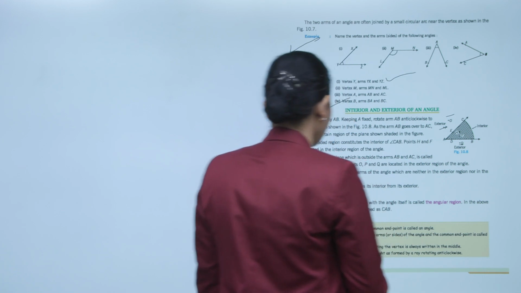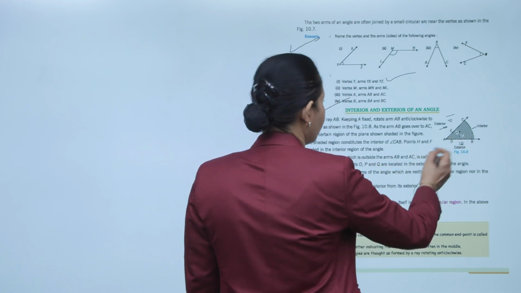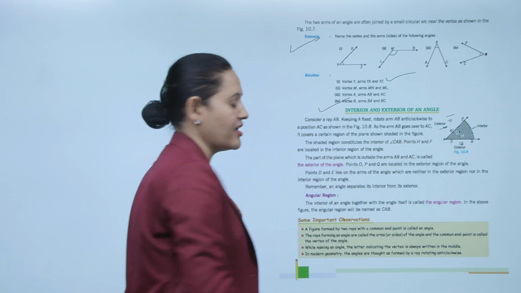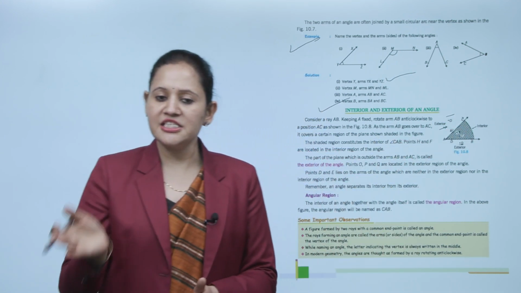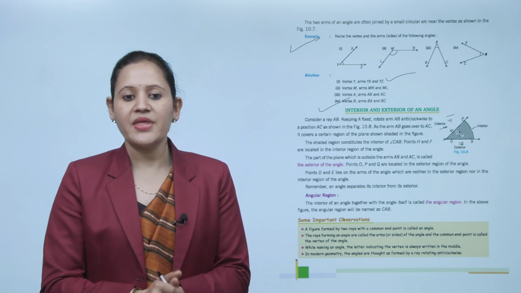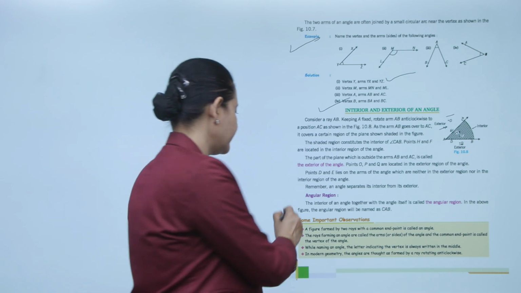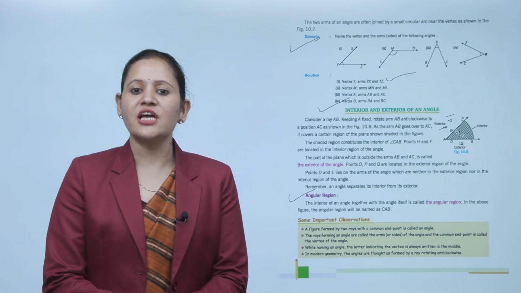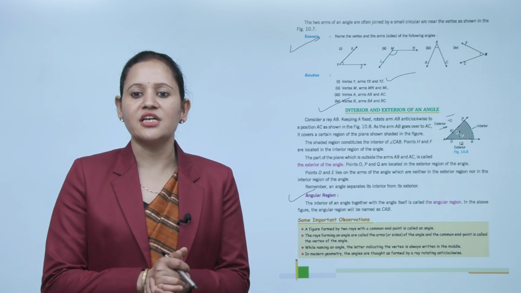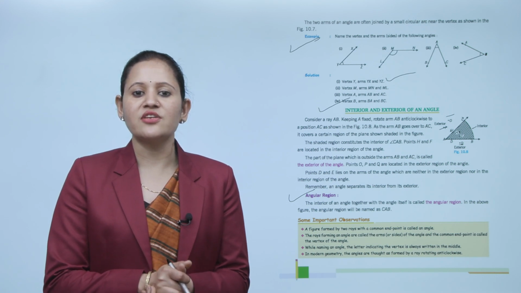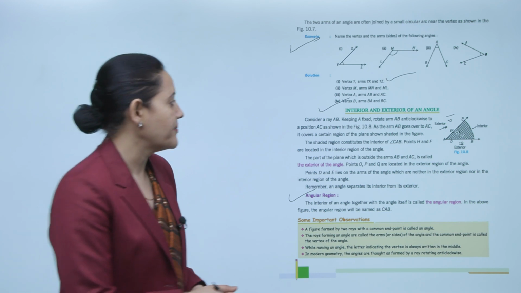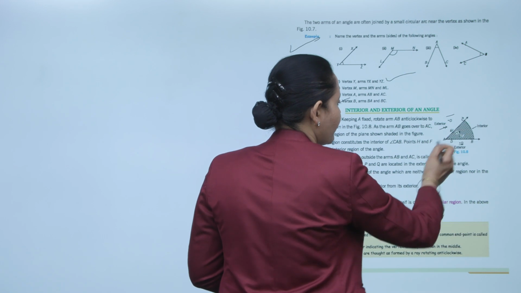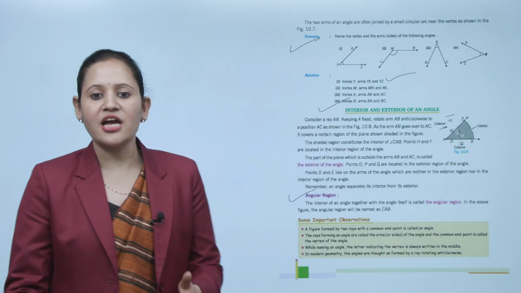Like here, the points B, D, E and C, they are on the angle. They are neither in the interior nor in the exterior. Next is angular region. The interior of an angle together with the angle itself is called the angular region. In the above figure, the angular region will be named as CAB. This region, the interior with the angle, is known as the angular region.